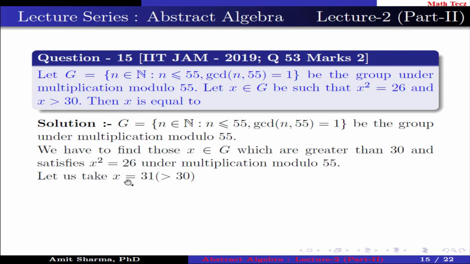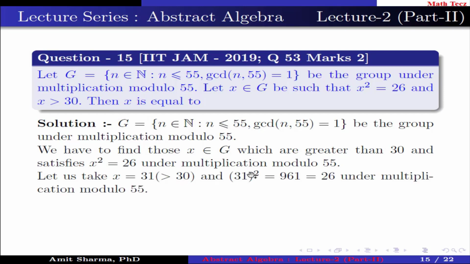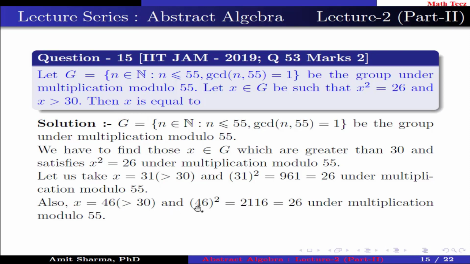Let us take x equal to 31, which is greater than 30, and 31 square is 961, which is equal to 26 under multiplication modulo 55. Now take x equal to 46, which is greater than 30, and 46 square is 2116, which is equal to 26 under multiplication modulo 55. Hence x is 31 and x is 46.